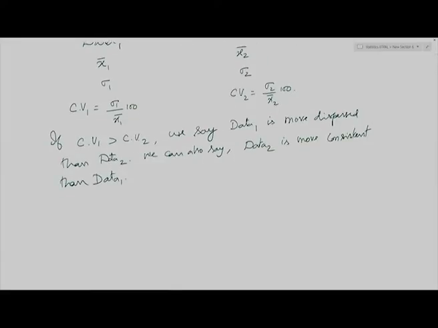In case x1 bar is equal to x2 bar, then we can make this conclusion just with sigma 1 and sigma 2. If x1 bar is equal to x2 bar, and sigma 1 is greater than sigma 2, then that automatically implies this conclusion. Then we can say data 1 is more dispersed than data 2, or data 2 is more consistent than data 1.